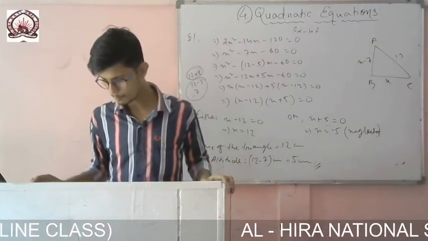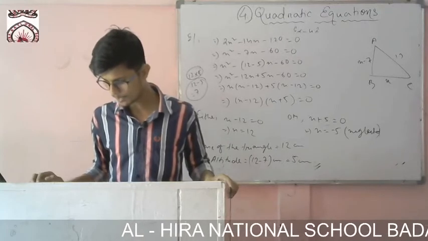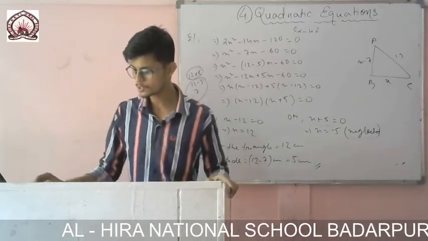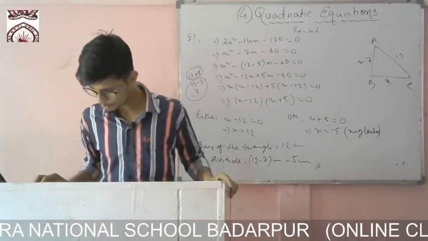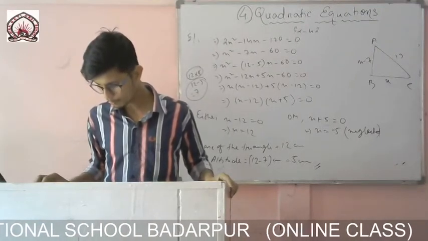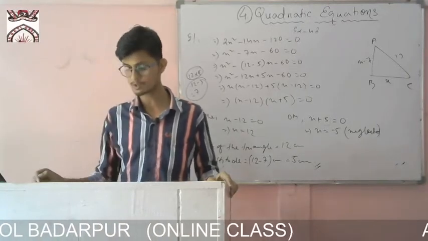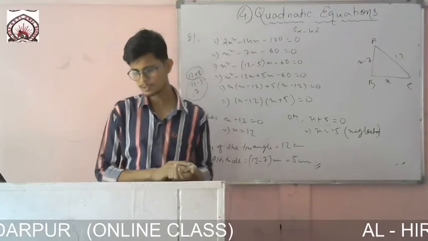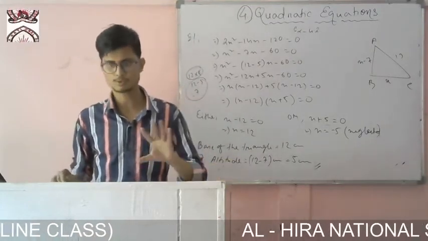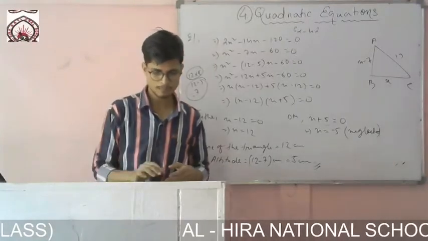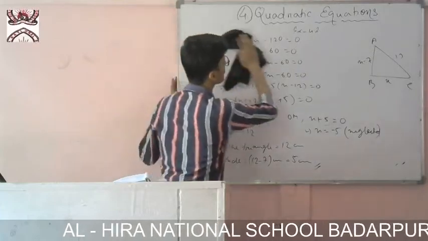A cottage industry produces a certain number of pottery articles in a day. It was observed on a particular day that the cost of production of each article was 3 more than twice the number of articles produced on that day. If the total cost of production on that day was rupees 90, find the number of articles produced and the cost of the article. It is the same as the question we did in question number 2, Roman numeral 2. So we will do it very fast.